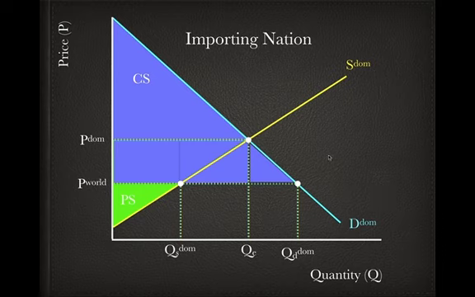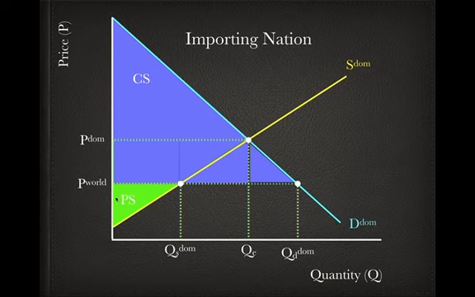So again, we can verify this by saying, well, I remember what the definition of consumer surplus is. It's the area bounded by the price, so we're going to be at the world price, and the demand curve. So that gives me this entire large purple triangle. And if we go back to the definition of what producer surplus is, the area below price and above the supply curve.